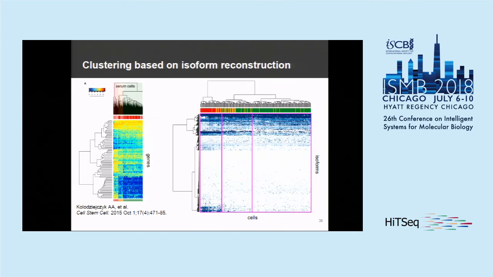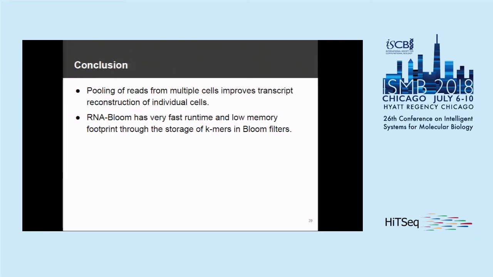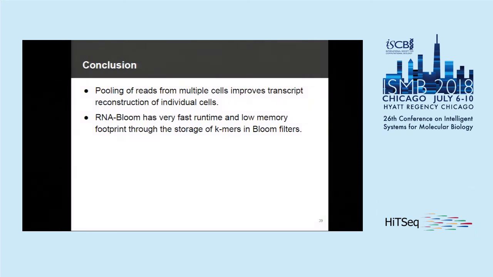And here is a heat map showing the clustering based on isoform reconstruction. And we can see that the clustering shows very similar results to gene reconstruction. So in conclusion, I have shown that by pooling reads from multiple cells, it is possible to improve the transcript reconstruction for individual cells. And I have shown that RNA-Bloom is very fast and it doesn't use a lot of memory. This is because it uses a data structure called Bloom filters for storage of k-mers in memory.